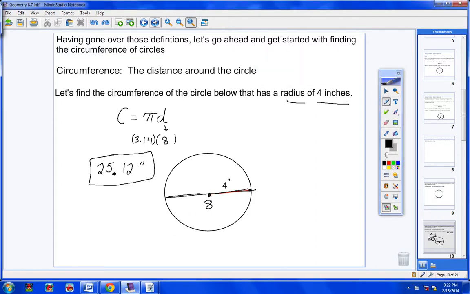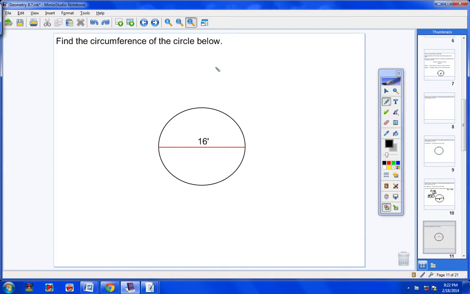Let's go ahead and try another problem. Find the circumference of the circle below. Now you can work ahead or watch me. That's totally up to you. The formula for the circumference of a circle is C equals pi times diameter.